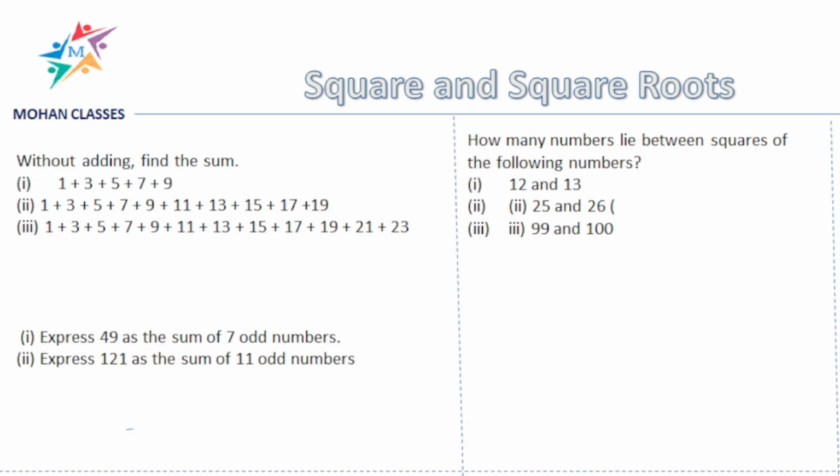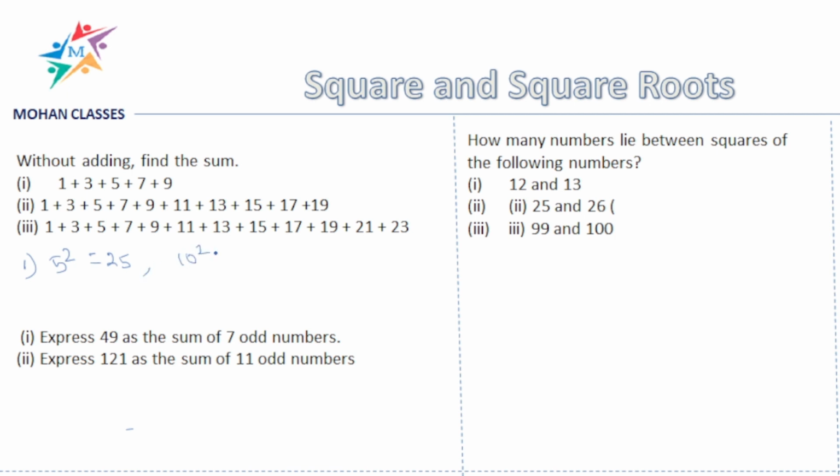Let us move to the next. Here we are having some pattern, we should write the answer of the pattern. Here you can see it is the sum of odd numbers, find the sum without adding. How many odd numbers are there? 1, 2, 3, 4, 5. So the first one, 5 square, is equal to 25. Without adding, you check, add it. It is verification. 4 plus 5, 9. 9 plus 7, 16. 16 plus 9, 25. Similarly, here we are having 1, 2, 3, 4, 5, 6, 7, 8, 9, 10.